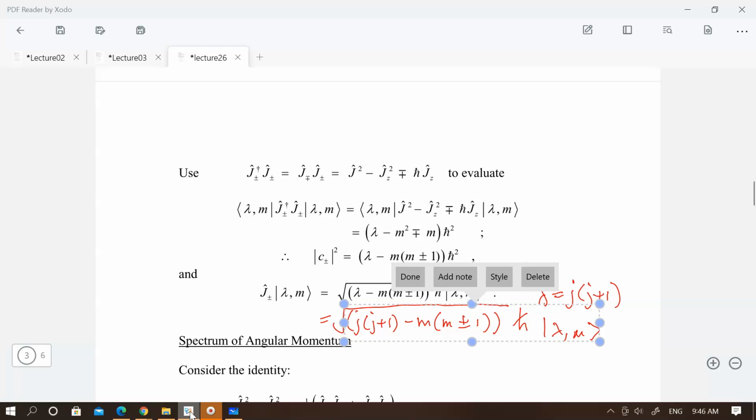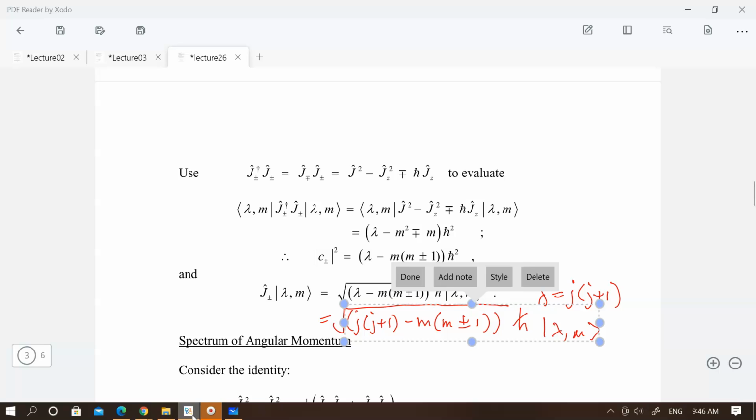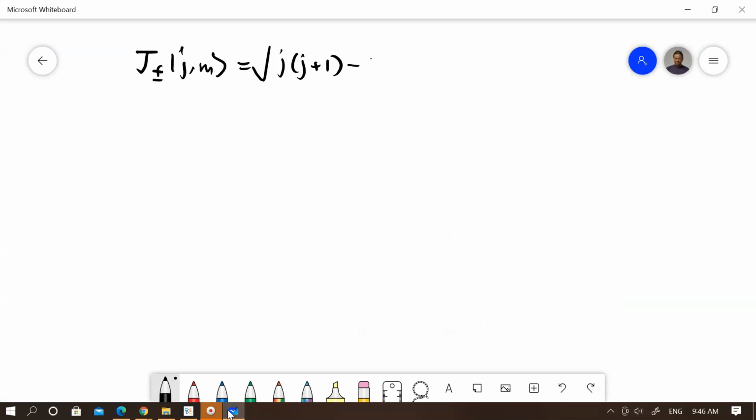Okay, so let's look at that. So Jz, J plus or minus acting on j m should be equal to the square root of j(j+1) minus m(m plus or minus 1), times h bar, giving the state j, m plus or minus 1. I hope this is the right formula. I might be wrong with respect to this, but let's see.